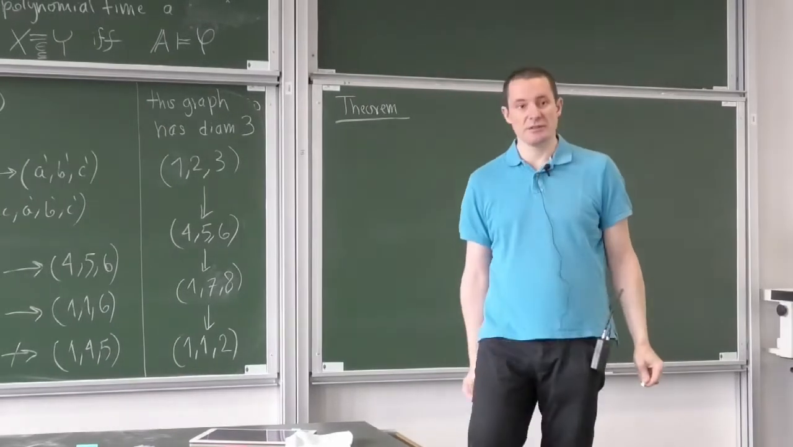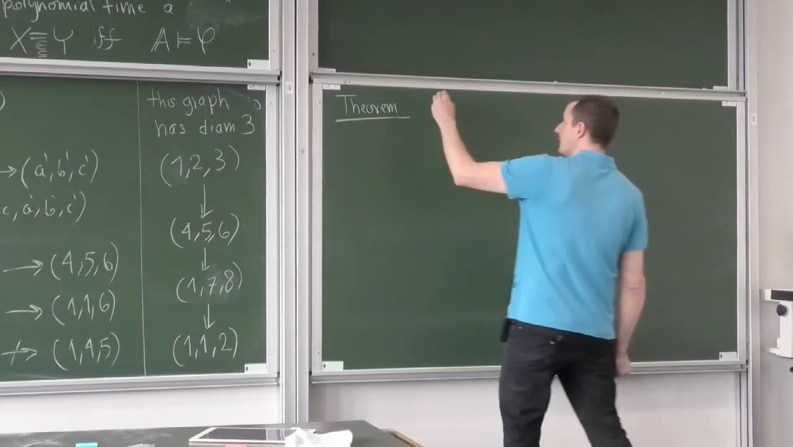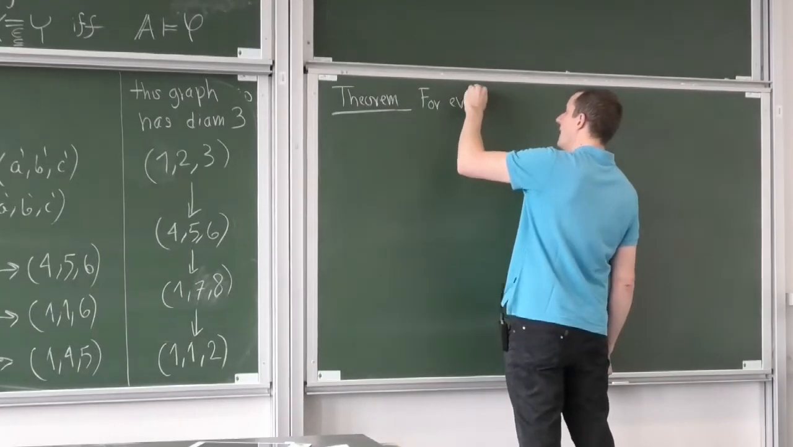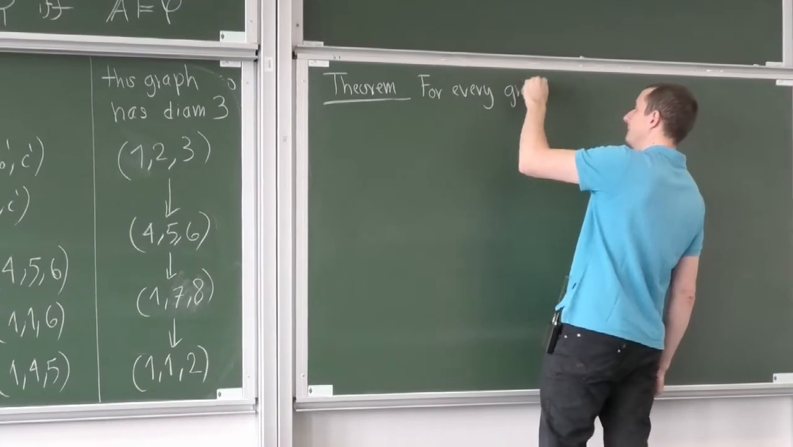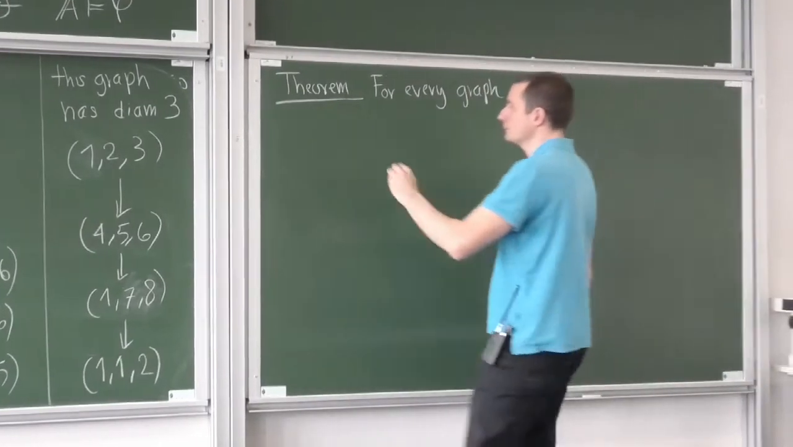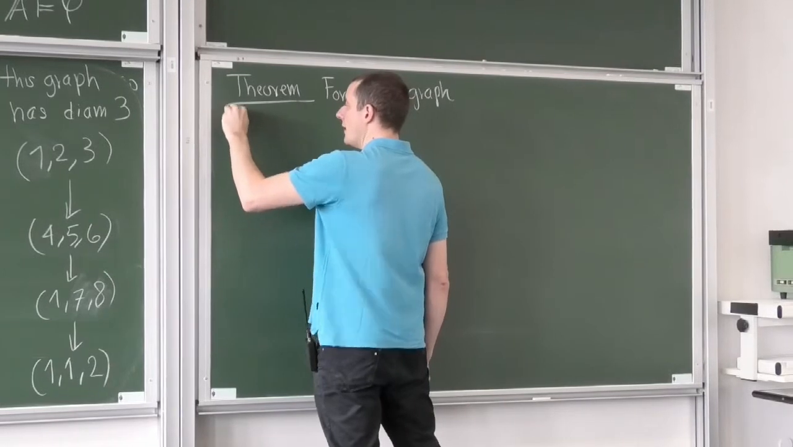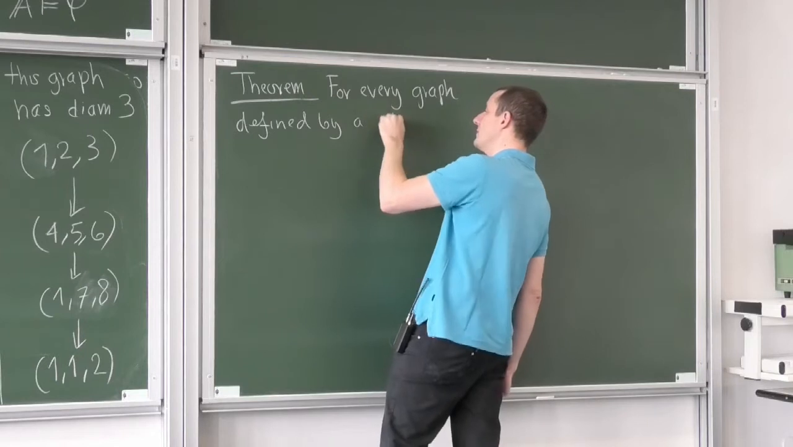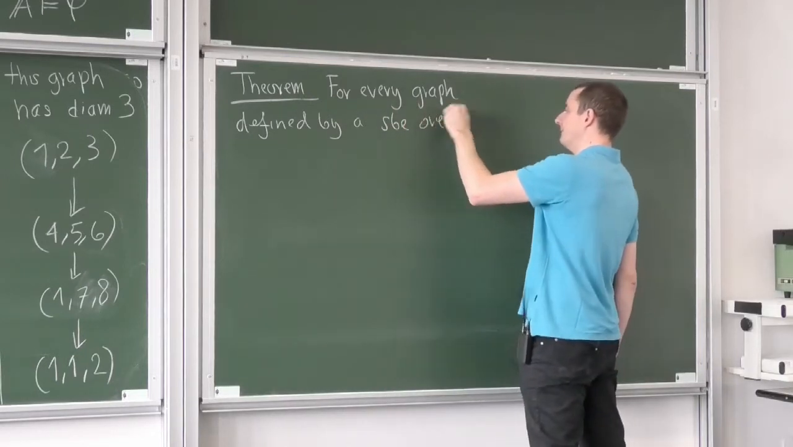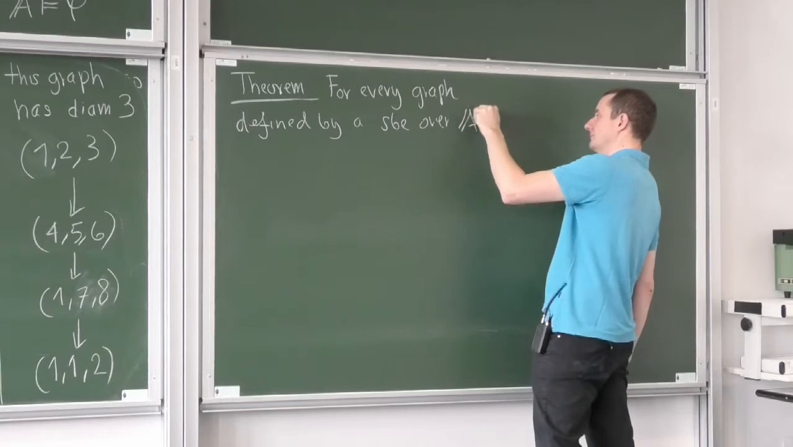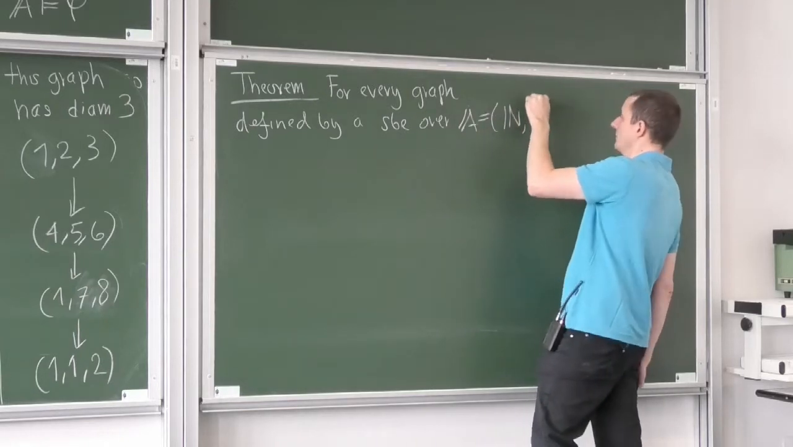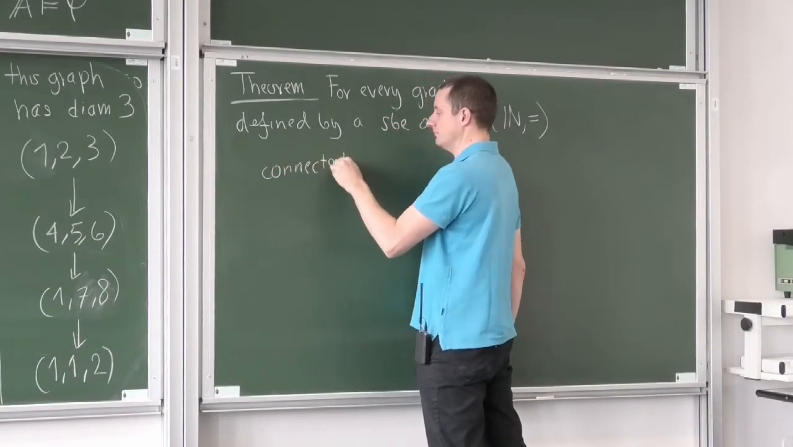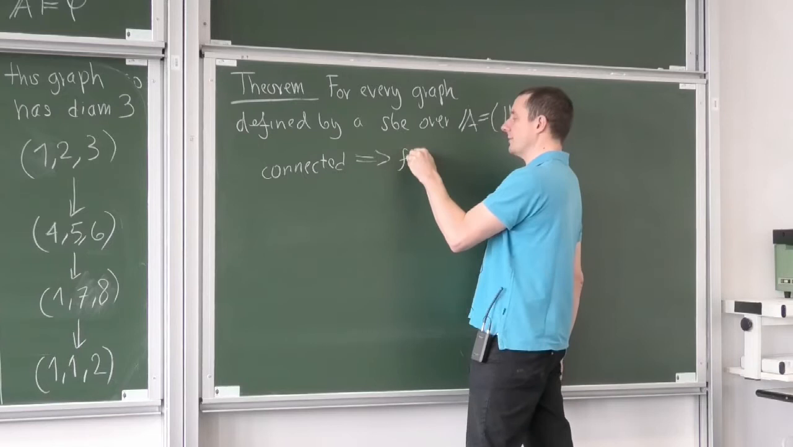it's a special case of this, which says: for every graph defined by a set builder expression over this, if it's connected, then it has finite diameter.